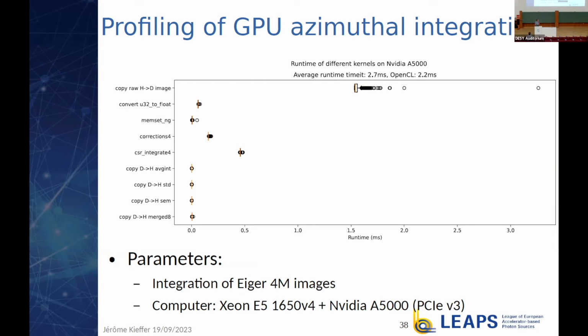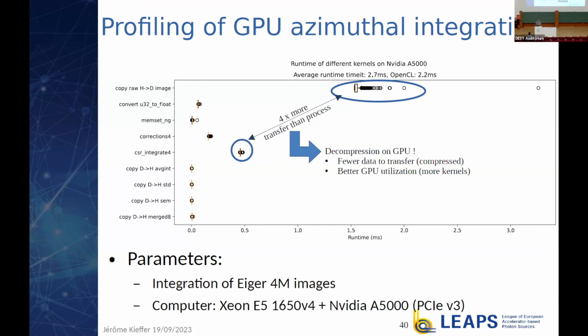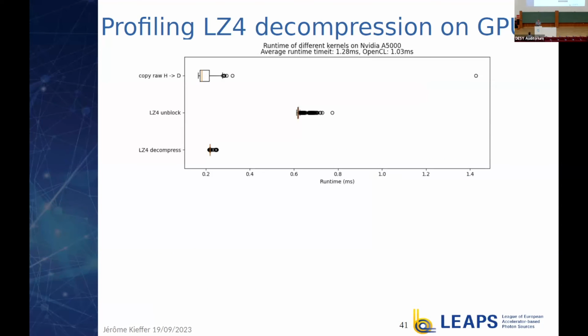The computer is my old workstation, which is still PCI Express 3, and the GPU is limited. So with a newer computer, we could see this timing, 1.5 milliseconds, go down to here, 0.7. It would make the processing substantially faster. The fact is that for now, transferring the data is 4 times more expensive than the critical part, which is performing the azimuthal integration. And it would be great if we could perform the decompression on the GPU. We would have fewer data to transfer and a better GPU utilization.